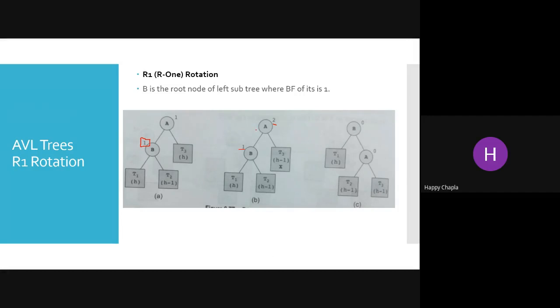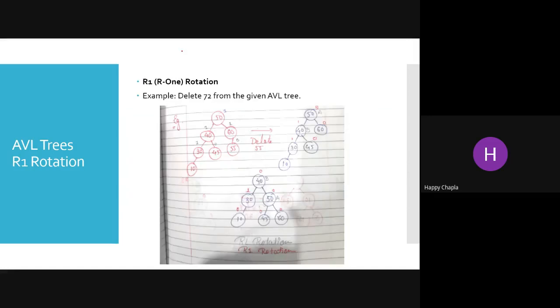Okay, so in that case, if you are giving the R1 rotation, your B will become the root node, A will become the right of my available node, T1 is always the left of my B, T2, which is the right of my B, is now converted into the A of left, and T3 is in the same position. So here we are trying to give the R1 rotation.